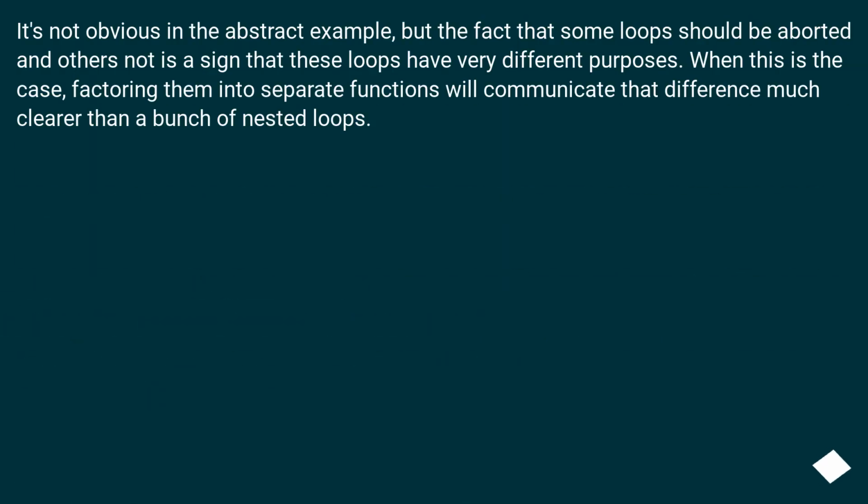It's not obvious in the abstract example, but the fact that some loops should be aborted and others not is a sign that these loops have very different purposes. When this is the case, factoring them into separate functions will communicate that difference much clearer than a bunch of nested loops.